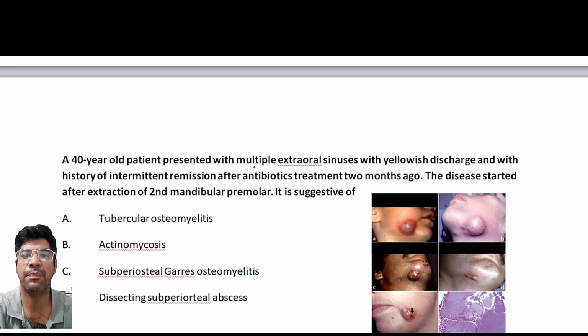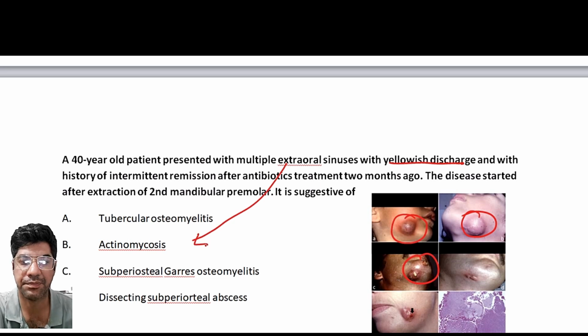A 40-year-old patient presented with multiple extraoral sinuses with yellow discharge and a history of intermittent remissions after antibiotic treatment. The disease started after extraction of the second mandibular premolar. That is suggestive of actinomycosis. The multiple extraoral fistulas with yellow discharge are a characteristic feature of actinomycosis.